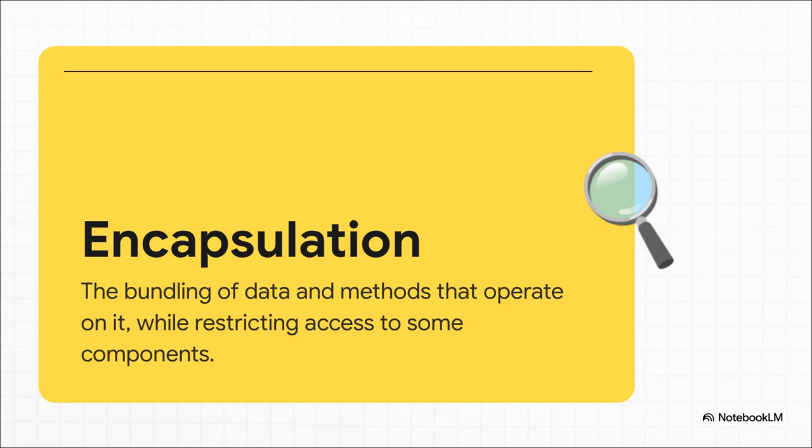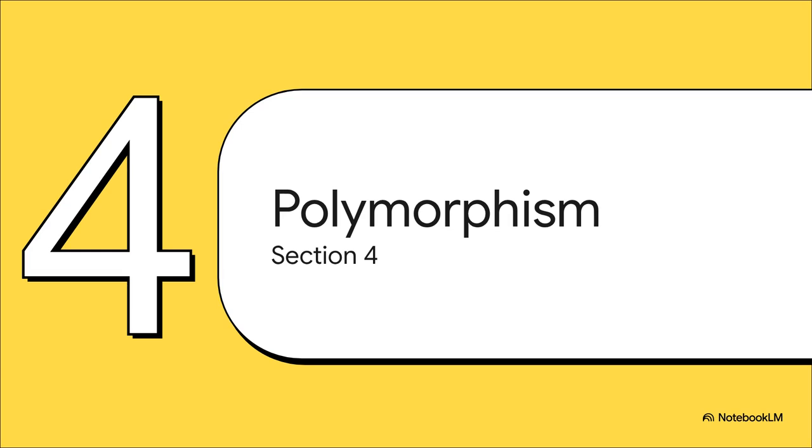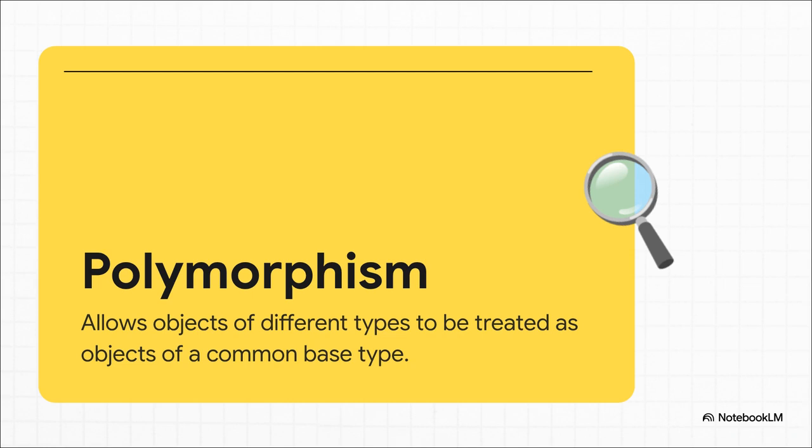This creates a protective barrier, making sure data is only changed in predictable, controlled ways. Now, that idea of inheritance we just discussed, it actually unlocks one of the most powerful and, honestly, coolest concepts in all of programming, polymorphism. Polymorphism literally means many forms, and it is a total game changer.